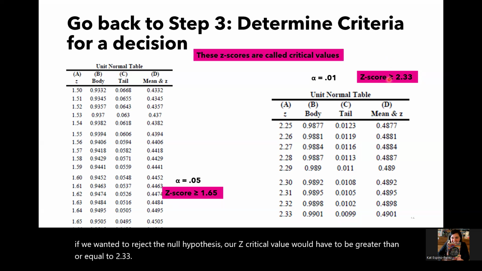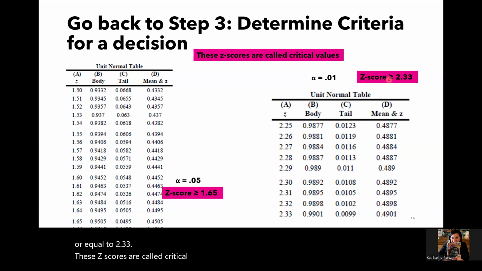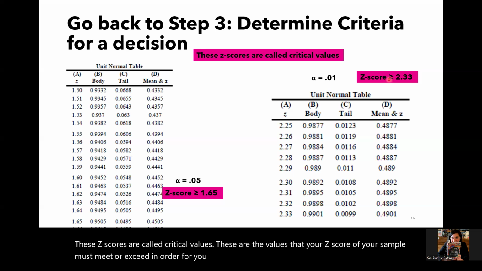These Z-scores are called critical values. These are the values that your Z-score of your sample must meet or exceed in order for you to reject the null hypothesis.